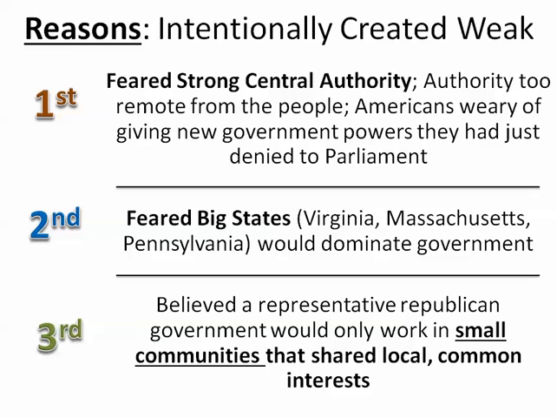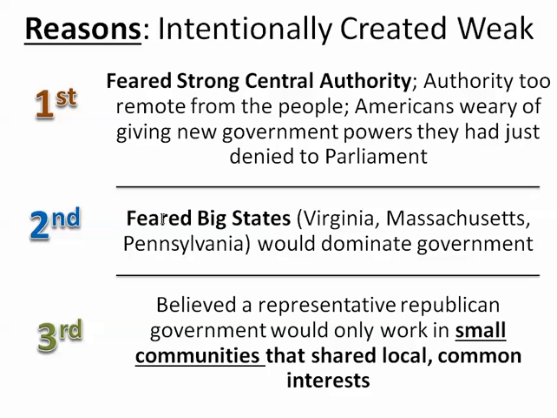So why did the states intentionally create a weak confederal government under the Articles of Confederation? We see three reasons. They feared a strong central government, like Great Britain. King George III in Parliament had authority over them too remote from the people. It was 3,000 miles away. And the Americans were wary of giving the new government created by the Articles of Confederation powers they had just denied to Parliament. So they're going to remove a lot of powers that the unitary system had, and make sure that it doesn't have them in the Articles.